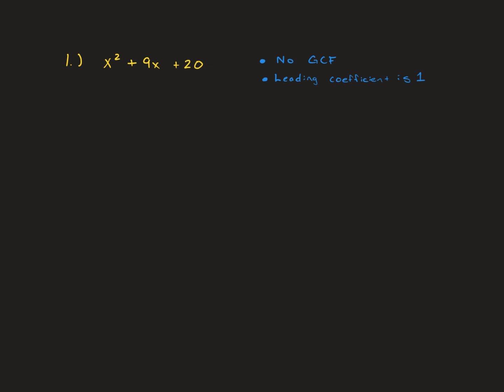Okay, so there's 6 types of factoring that we're going to look at to start, and these will be some of the main things that you run across when you're trying to factor a polynomial. So the first one is one of the most simple ones, and that's because it has no greatest common factor and the leading coefficient is 1.